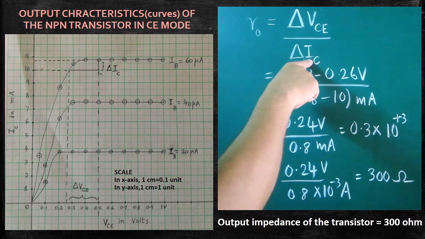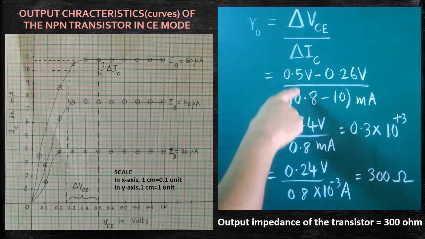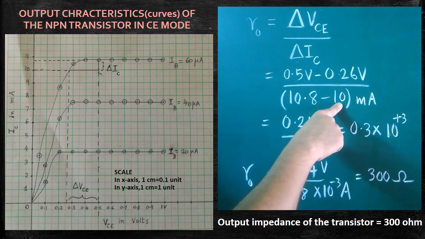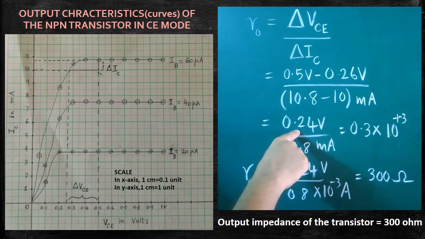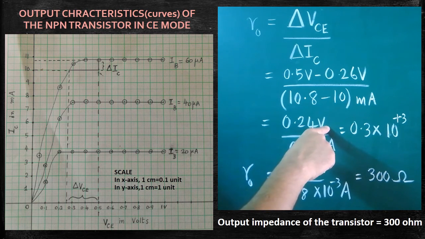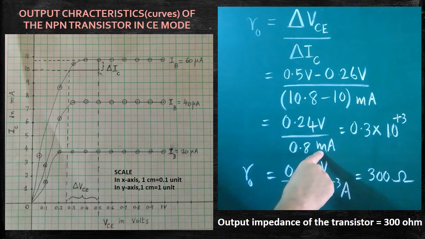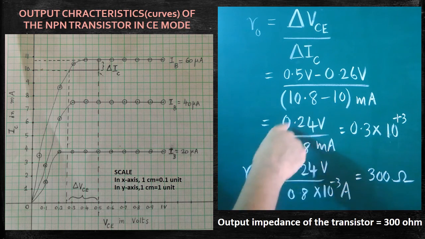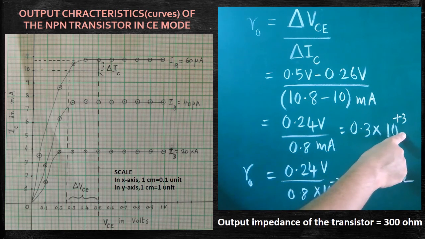Along the y-axis, IC values are taken, and from the slope the lines are extended towards the y-axis. There we are able to get the maximum value of IC and minimum value of IC. 10.8 is the maximum value of IC, the minimum value of IC is 10, and find out the differences. In the numerator the difference is 0.24 volt. In the denominator the difference is 0.8. The current value is measured in milliampere, that should be converted into ampere. If this part alone is calculated, you will get 0.3. The 10 to the power of minus 3, if it is brought up, becomes 10 to the power of plus 3.